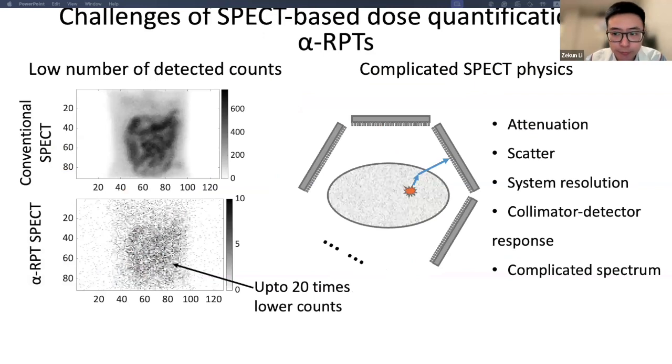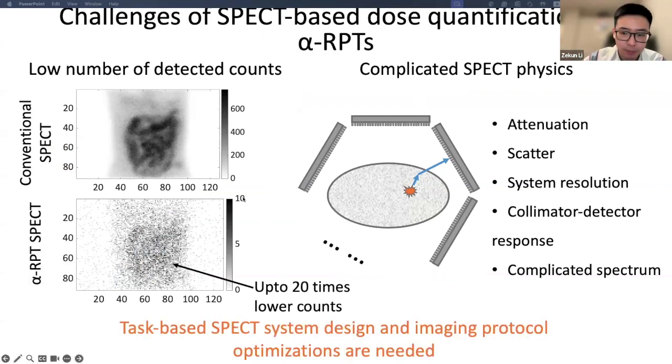However, SPECT-based dose quantification is challenging in alpha-RPTs. In addition to the complicated SPECT physics, the most significant challenge is the usually extremely low number of detected counts. As shown in this figure, the count level can be up to 20 times lower than that in a conventional SPECT. Unfortunately, with conventional SPECT system and imaging protocols, those low counts are inherent in the low administrative activity in the treatment process. Thus, to improve the SPECT imaging quality in alpha-RPTs, SPECT system design and imaging protocol optimization are needed.